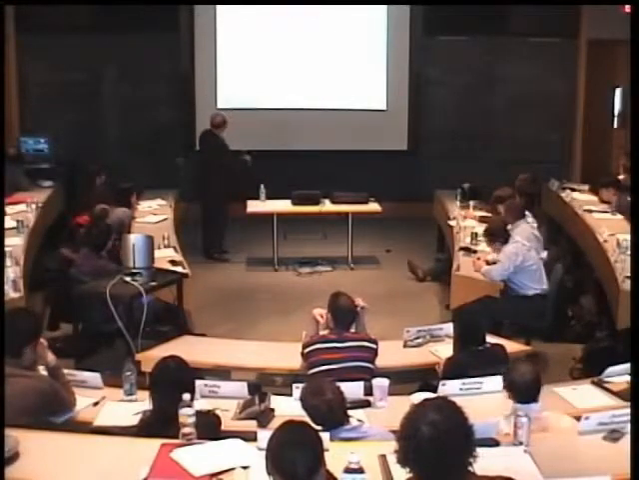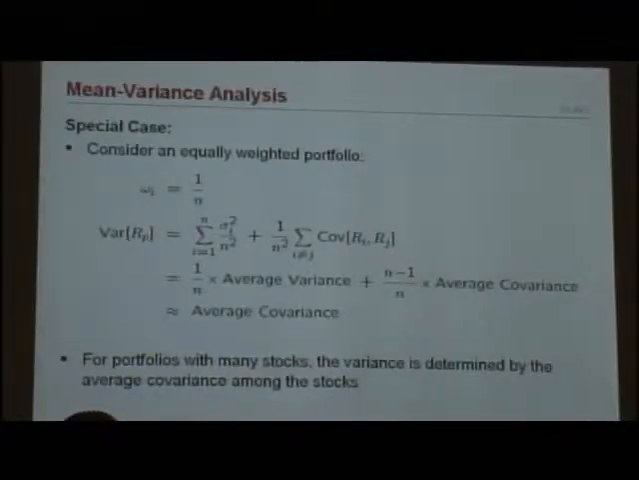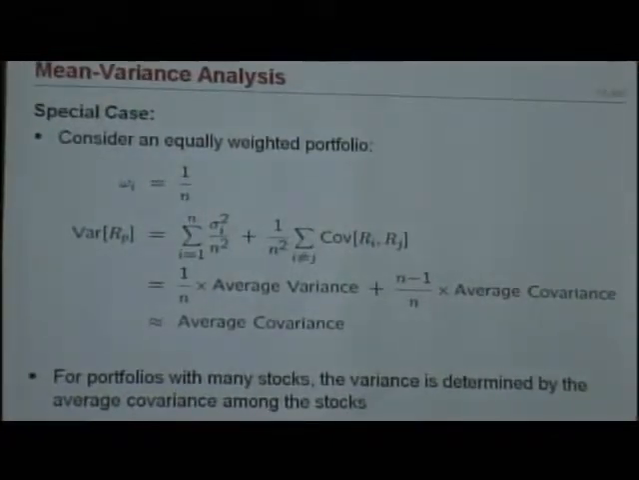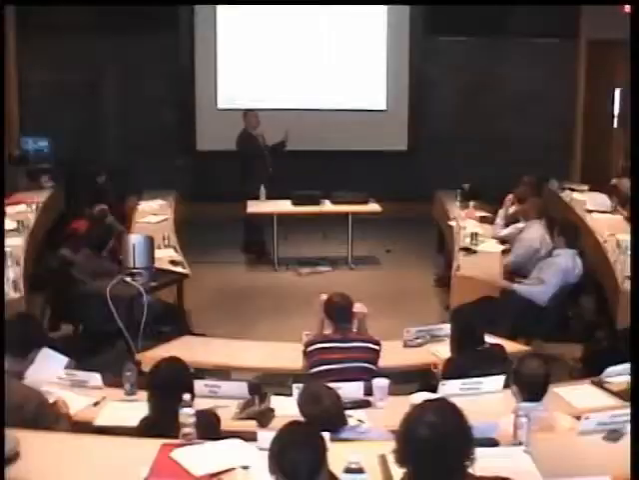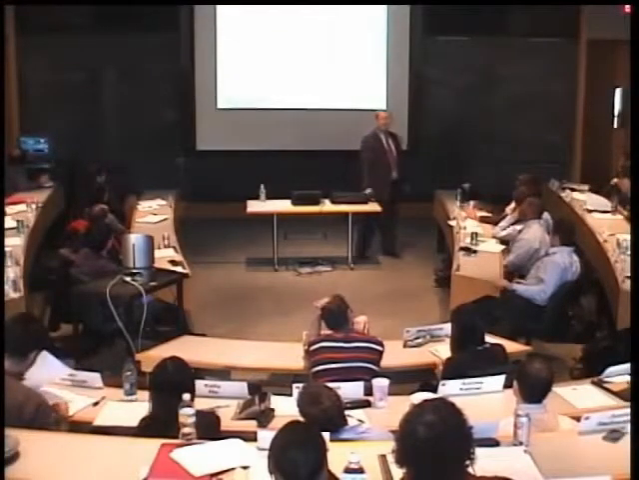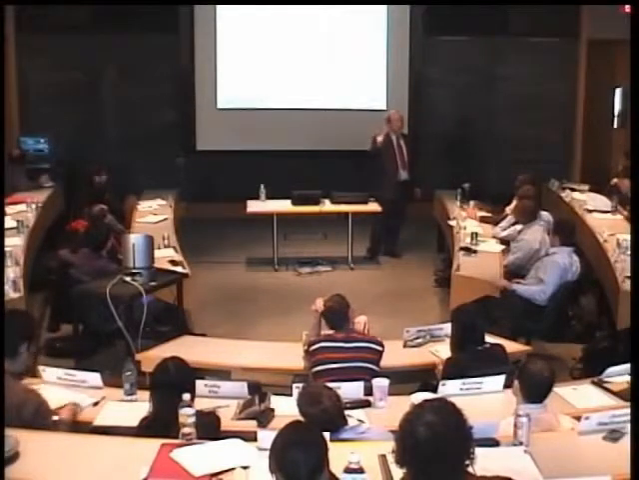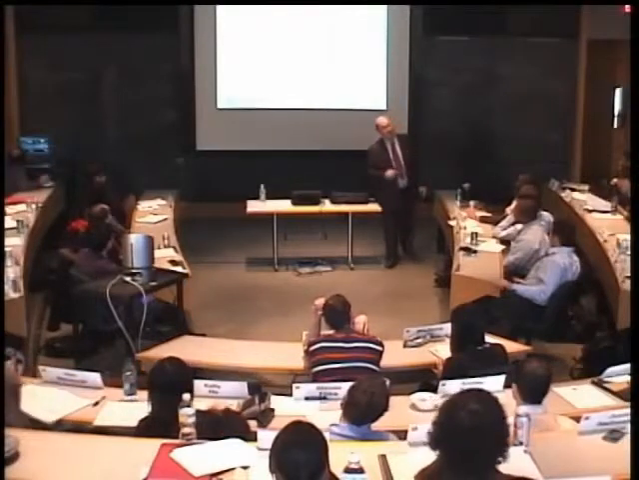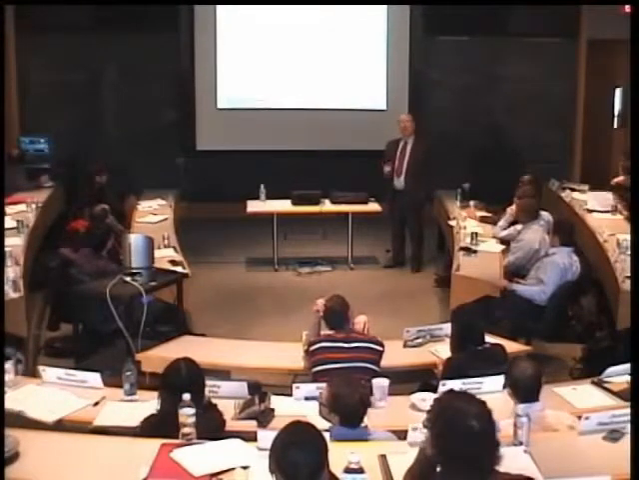Then you can show that the variance of your entire portfolio is equal to the average variance plus n times n minus 1 times the average covariance. When n gets large, it turns out that the average variance doesn't matter. What is driving the risk of your portfolio has nothing to do with the variance of the individual components. What it has to do with is what the average covariance is. That's what's driving the risk of your portfolio.